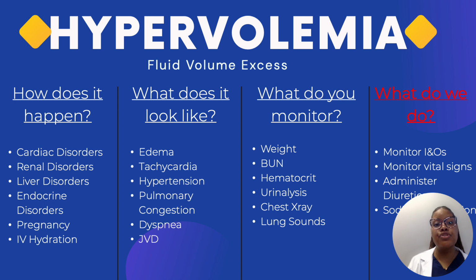Knowing that they can restrict their fluids, monitor the vital signs, because we want to be monitoring for that high blood pressure, that tachycardia, and also signs of respiratory distress. Be prepared to administer diuretics as ordered by the doctor. We could be giving a loop diuretic such as furosemide to remove the excess fluid. And then we can also put that patient on a sodium restriction, limiting sodium to prevent further fluid retention.